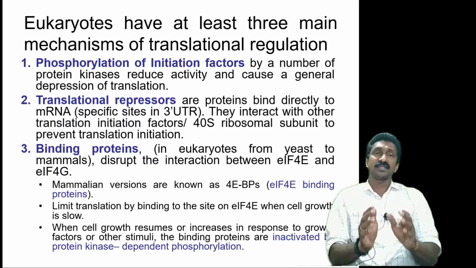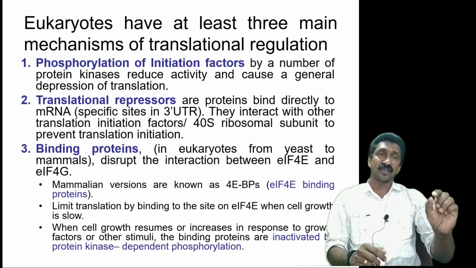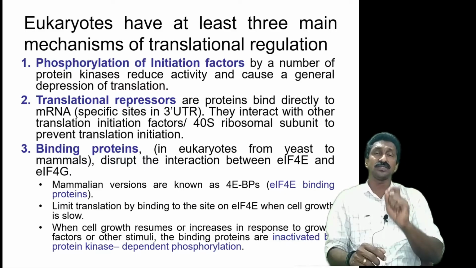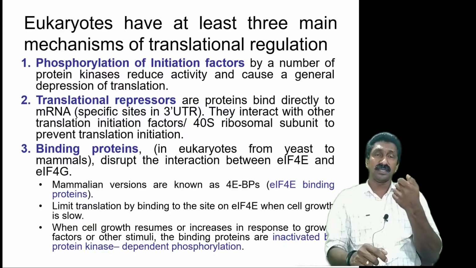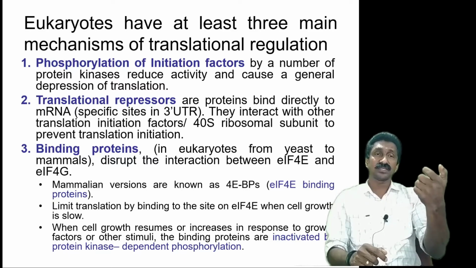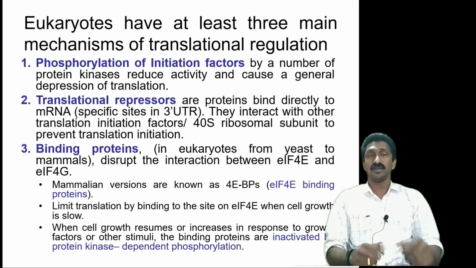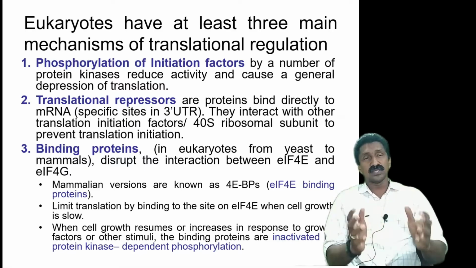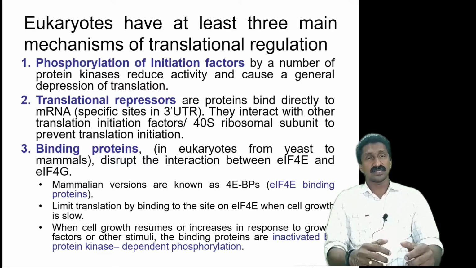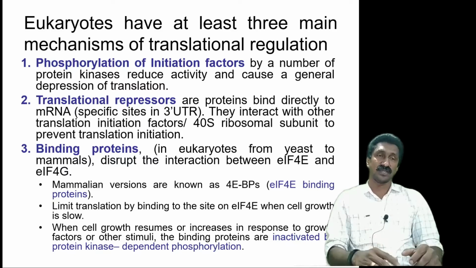And they limit the translation by binding to the site on eukaryotic initiation factor 4E when cell growth is low. So these 4E-BPs limit the translation by binding to the site on eukaryotic initiation factor 4E when the cell growth is slow. Then when cell growth resumes or increases in response to growth factors or other stimuli, the binding proteins are inactivated by protein kinase dependent phosphorylation.